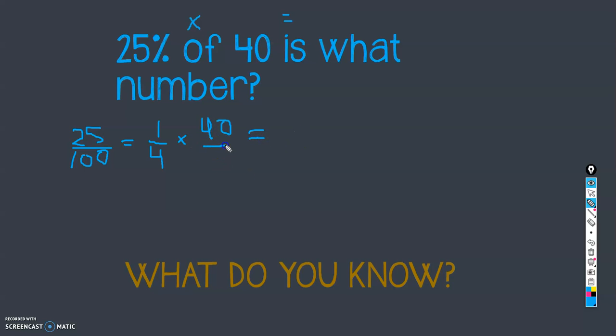I can make my 40 out of or over 1. A whole number is always over 1. There's an invisible 1 underneath it. Cross cancel. Hopefully we know how to do that by now. Divide by 4 is 1. Divide by 4 is 10. 1 times 10 is 10.